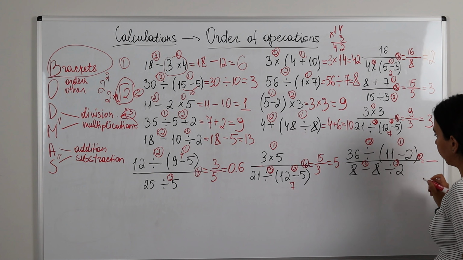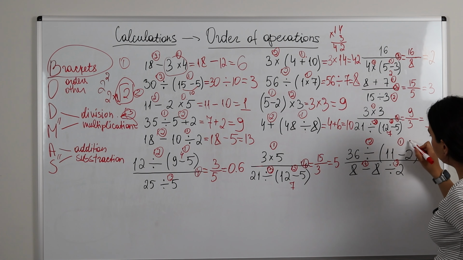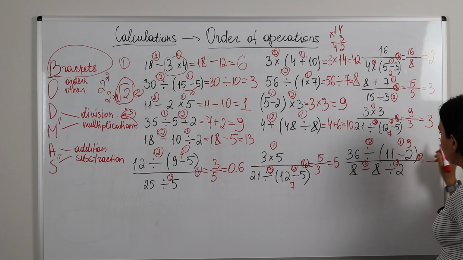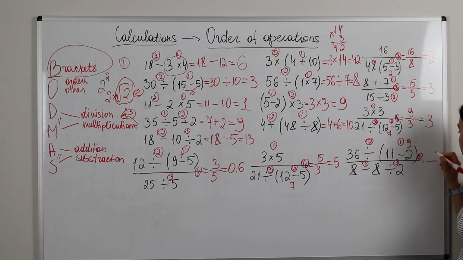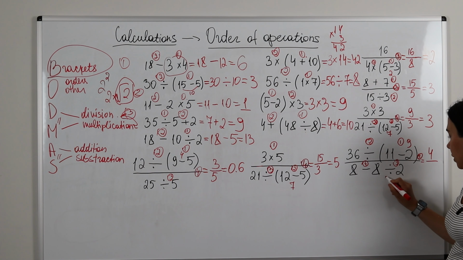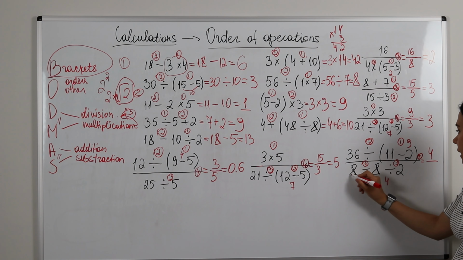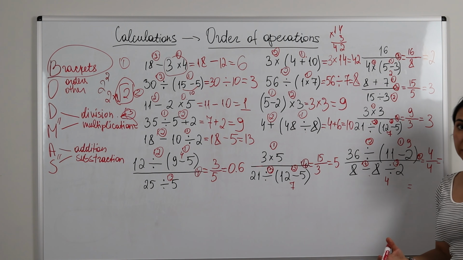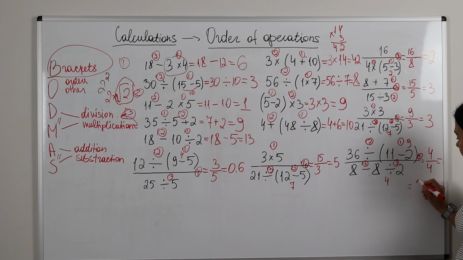Right, let's see what we get. 11 minus 2 is 9. 36 divided by 9 gives us 4. 8 divided by 2 gives us 4. 8 minus 4 gives us 4. 4 divided by 4, when we divide a number by itself, we get 1.